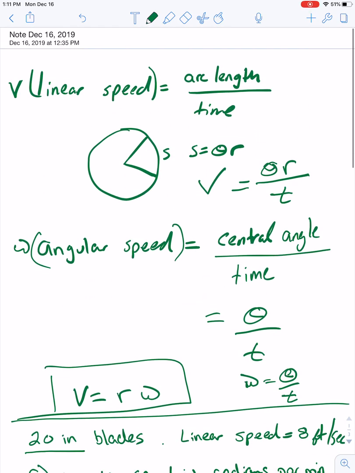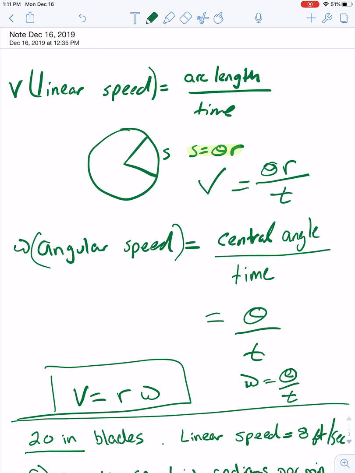Okay, so linear speed is equal to the arc length over time. And if you remember from, I was going to say from pre-calc, but you're in pre-calc. Remember, arc length, if you're dealing in radians, is equal to theta times radius.